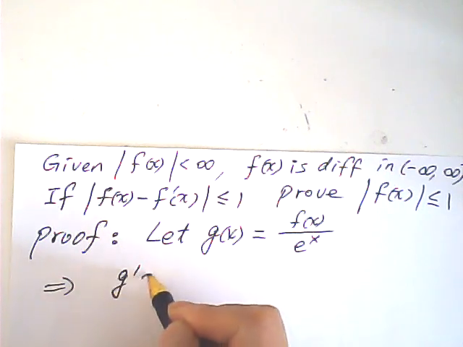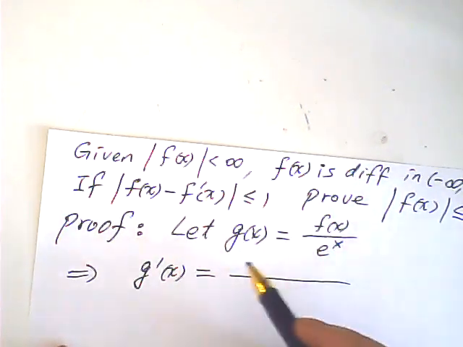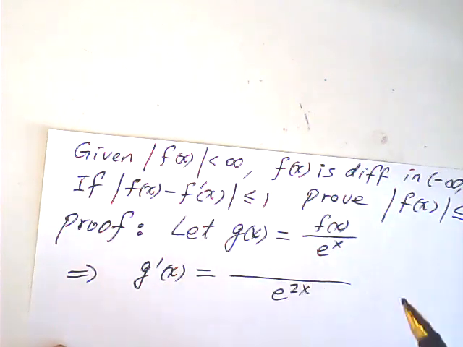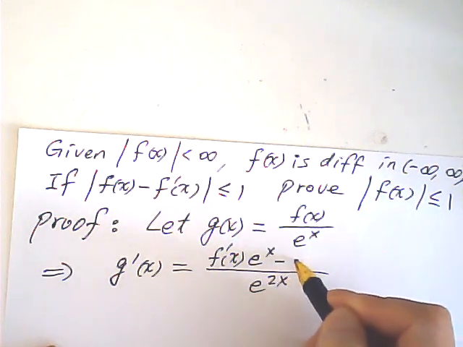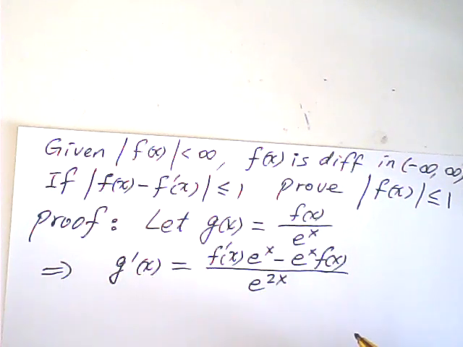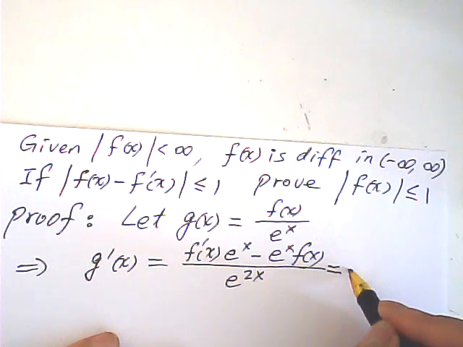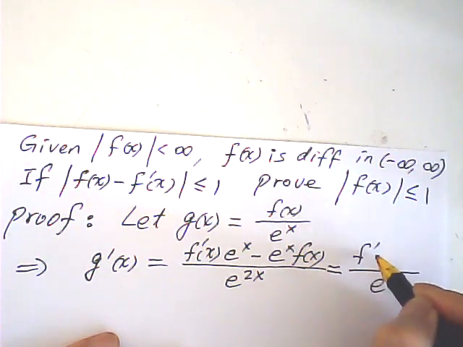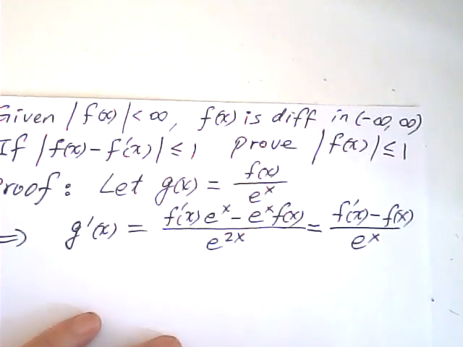Now g prime of x, the derivative of g of x with respect to x. I'm using the quotient rule. So the derivative of f of x times e to the x, minus the derivative of e to the power of x times f of x. This can be simplified by reducing the e to the power of x, and becomes f prime of x minus f of x, over e to the power of x.